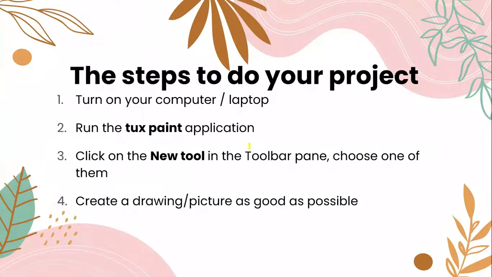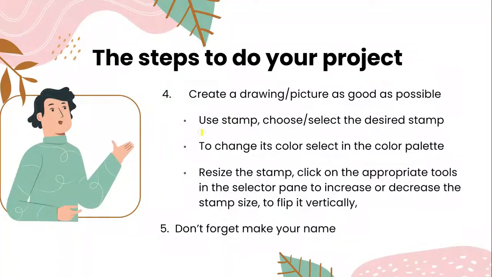Okay, the steps to do your computer project: turn on your computer or laptop, run the TouchPaint application, click on the new tool in the toolbar pane, choose one of them. Okay, create a drawing or picture as good as possible. Next, use stem to select the desired stem. To change its color, select the color palette. To resize the stem, click on the appropriate tool in the selector pane to increase or decrease the stem size. To flip it vertically. You can use all of them, kid. And don't forget, this is very important, students, make your name.